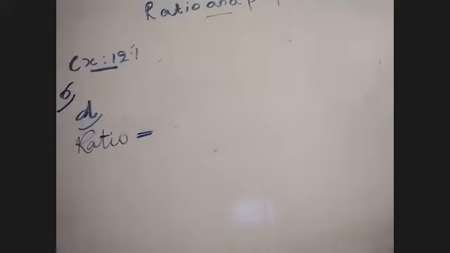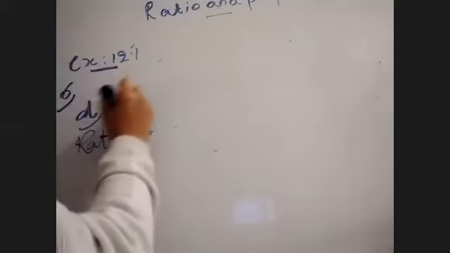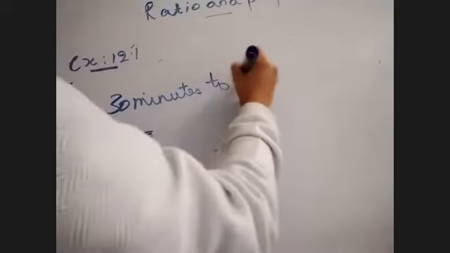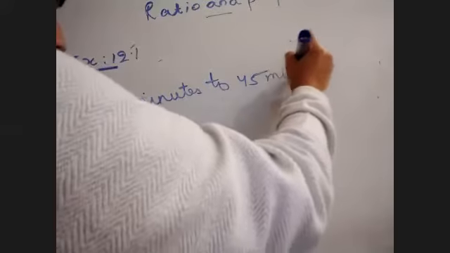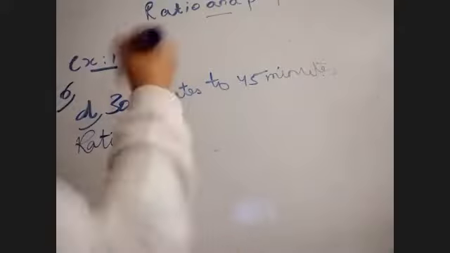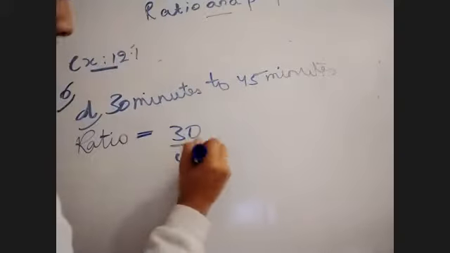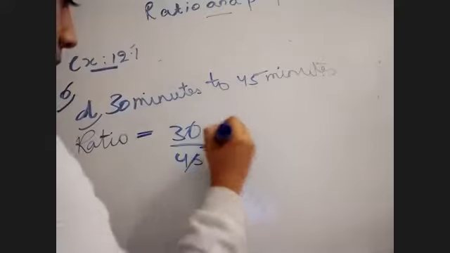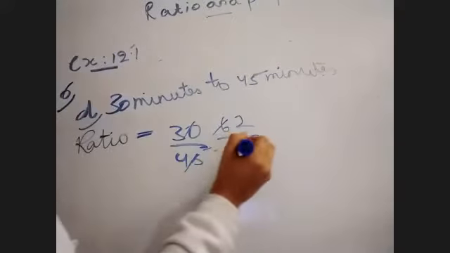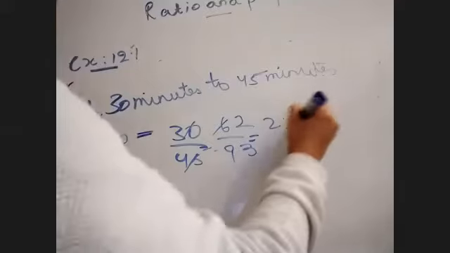Next, 30 minutes to 45 minutes. So 30 by 45, then you can divide by 3 and 5, giving 6 by 9, then divide by 3, and the ratio is 2 by 3.